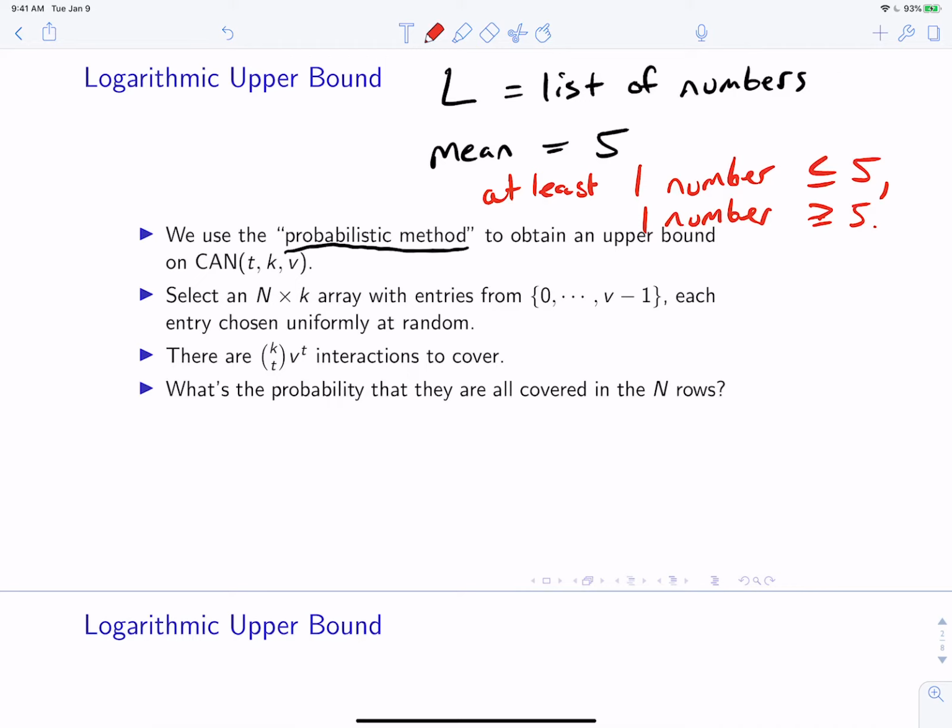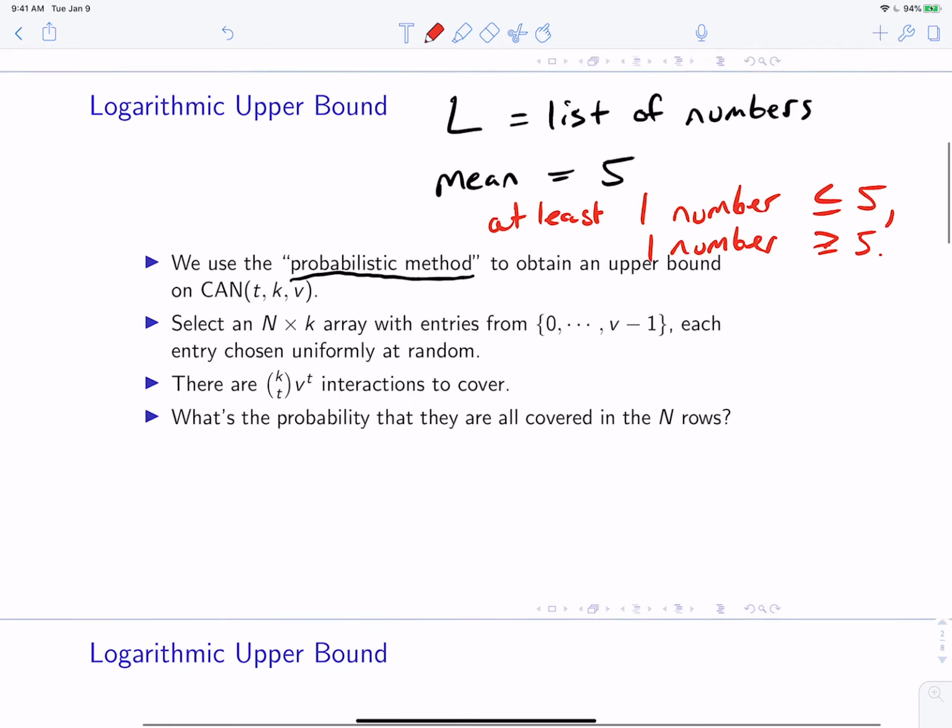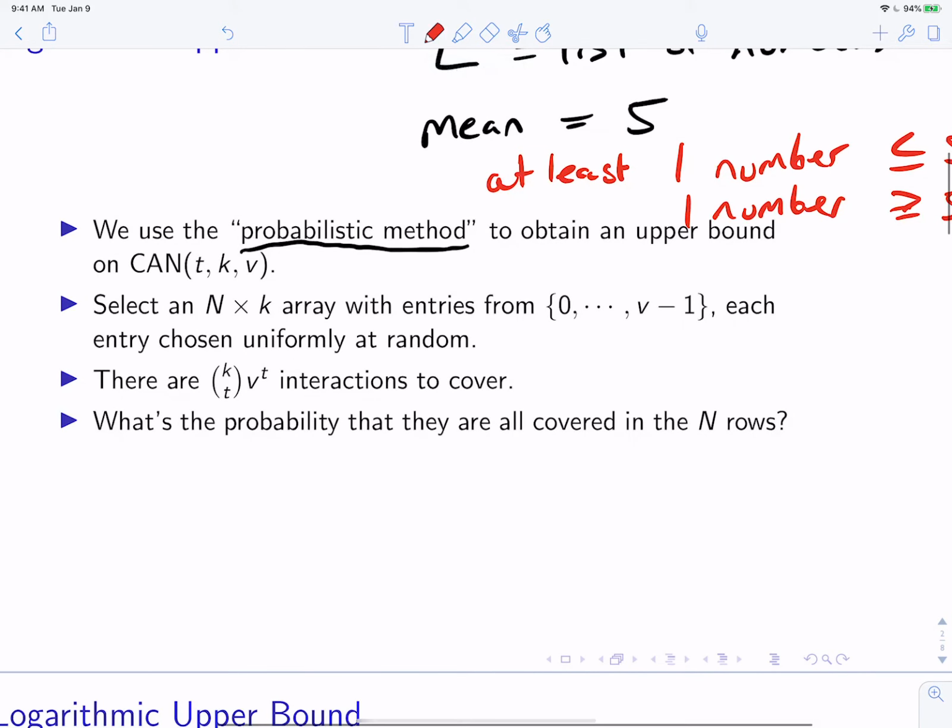So this happens a lot in research. If you have no idea how to construct something, just try it randomly. No thought put into it, just do everything completely randomly and just see what happens. So we're going to actually do that. The probabilistic method is just randomly making some structure and then trying to guarantee something about that structure.